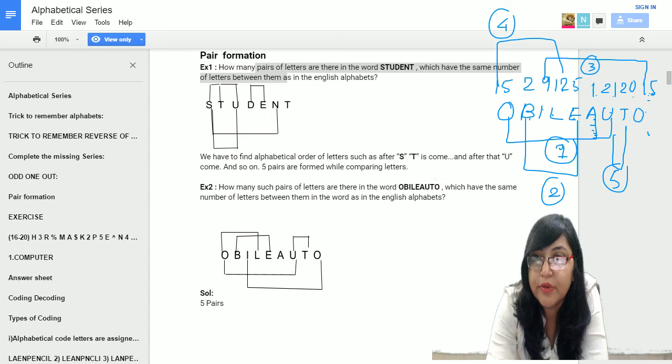Next 22, 23, 24, 25, 26, 27. No. Next 15, nothing over here. Next 16, 17, 18, 19, 20, 21. No, nothing else. So we have 5 pairs over here.